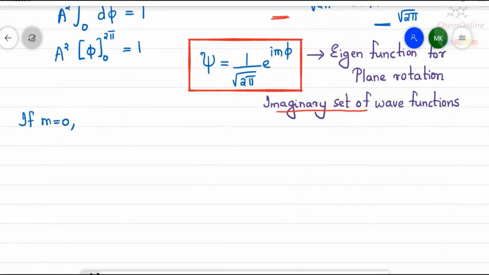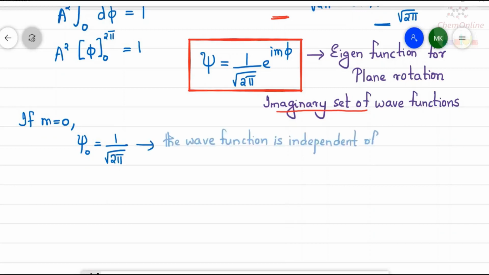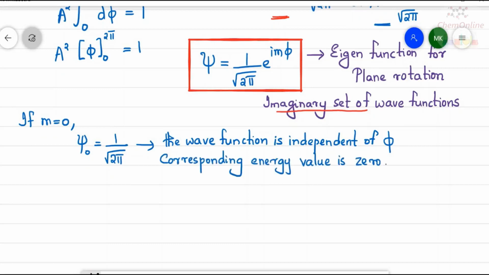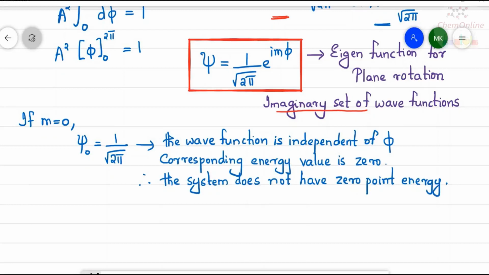If m equals 0, which is the minimum possible value, then we get xi 0 equals 1 by root 2 pi. So here you can see that the wave function is independent of phi. The corresponding energy value will be 0. Therefore, the system does not have zero point energy.